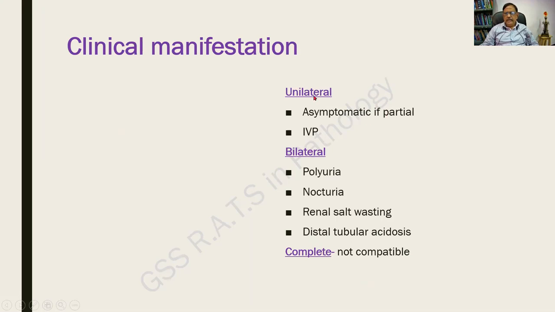The manifestations: if it is going to be unilateral, it will be asymptomatic because a single kidney is more than enough. But when you do an intravenous pyelogram, you will be able to diagnose it. Bilateral, there is polyuria, there may be nocturia, and because of the polyuria, there is a salt wasting, and there can be a tubular acidosis. So if it is bilateral, all these symptoms can be there. And if it is going to be complete and bilateral, it is not compatible with life. The patient will have to go in for a dialysis.